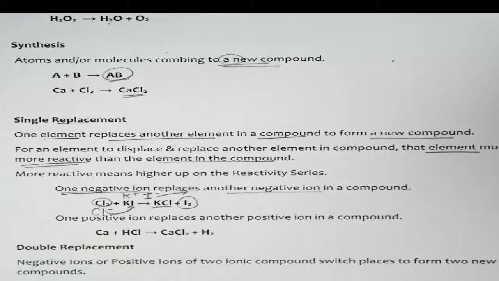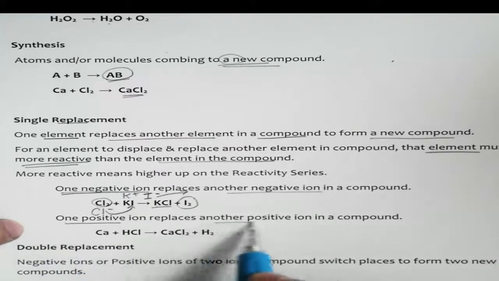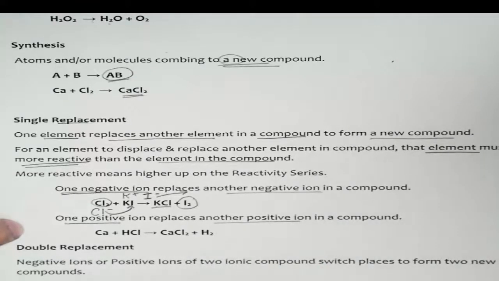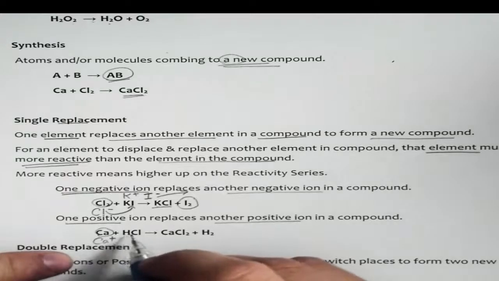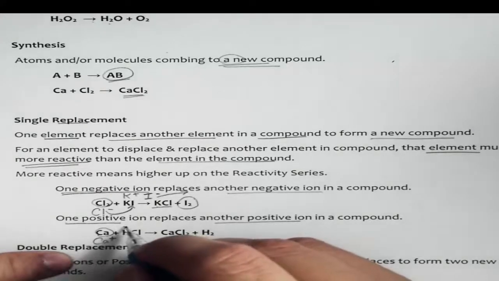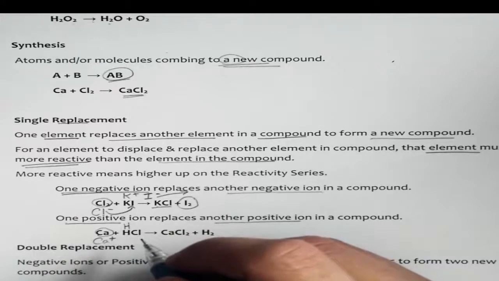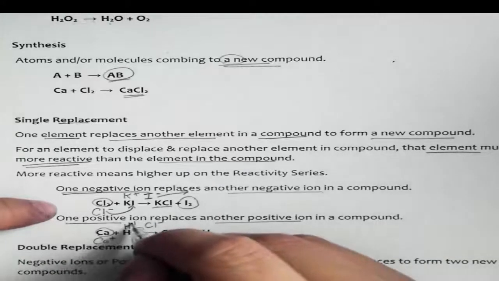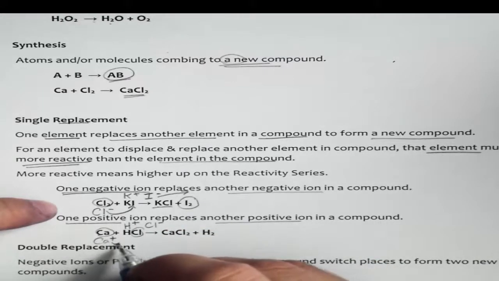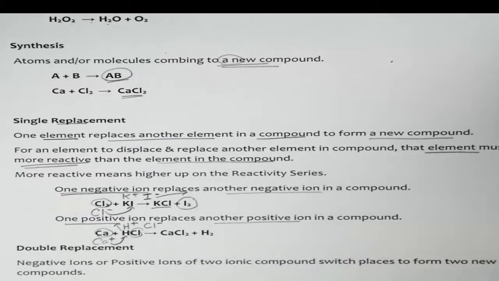The other type of single replacement is that one positive ion replaces another positive ion in a compound. In this case, we have calcium. To make calcium, we need calcium ions, and that's a positive charge. Here we have hydrogen chloride. In this case, for H we don't know if it's plus or minus, but we know Cl is minus 1, so we know this must be positive. So the calcium can come in and kick out the hydrogen, and the hydrogen can wander off to a different place.